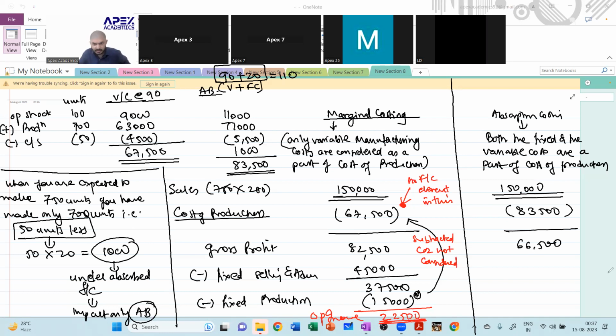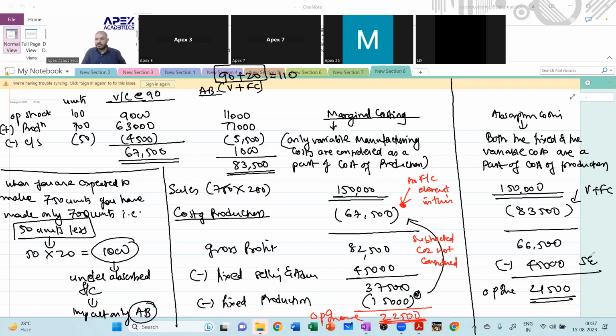Here, this 83,000 is variable plus fixed. Now from this, what will I remove? I just will throw out this. So this is 66,500. Minus I'm looking at 45 here. So I'm left with how much? 21,500. What is this? This is my operating income over here.